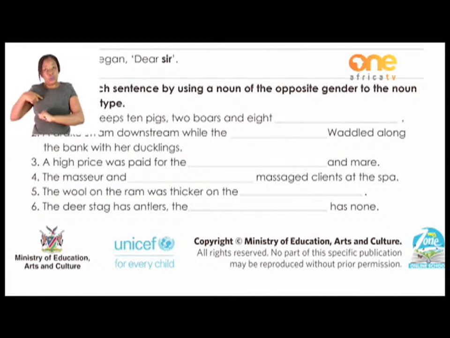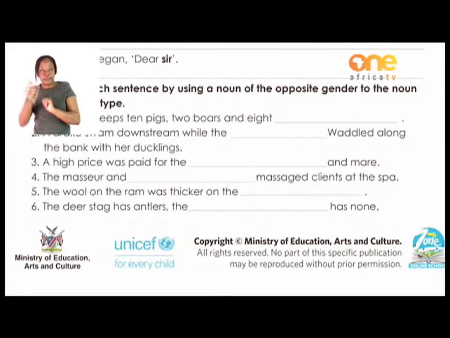So just check the words which are in bold. Mr. Brown keeps 10 pigs, 2 bulls, and 8. So, now, can you change the gender, which is bold there? All right. So 10 pigs. The boy pigs, we will say they are boars. What about the female pigs then? So that will be sows. Sows. Now do the second one as well.